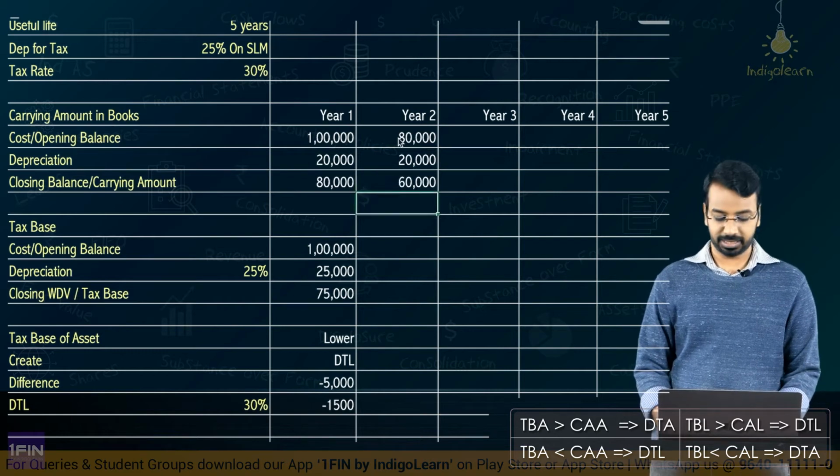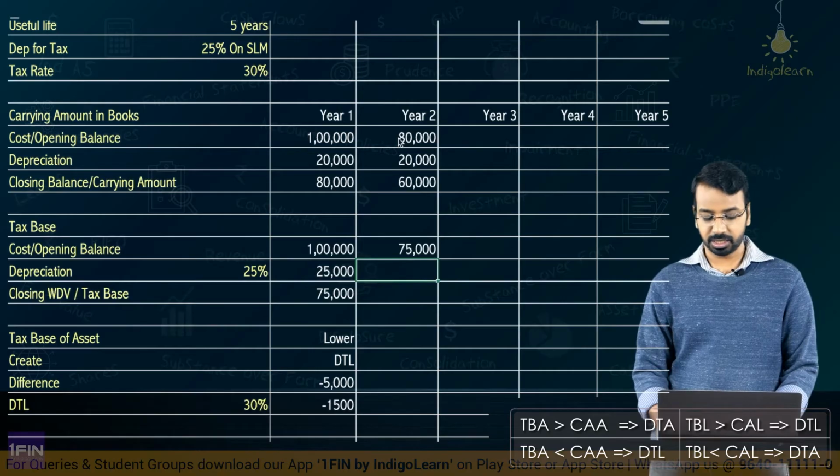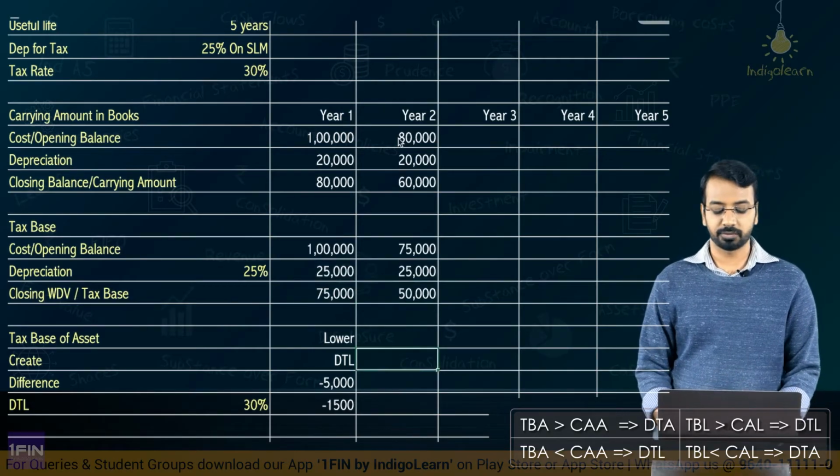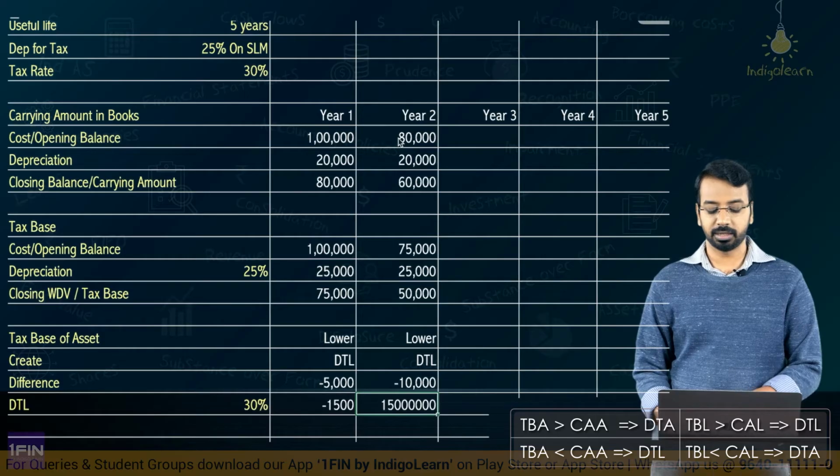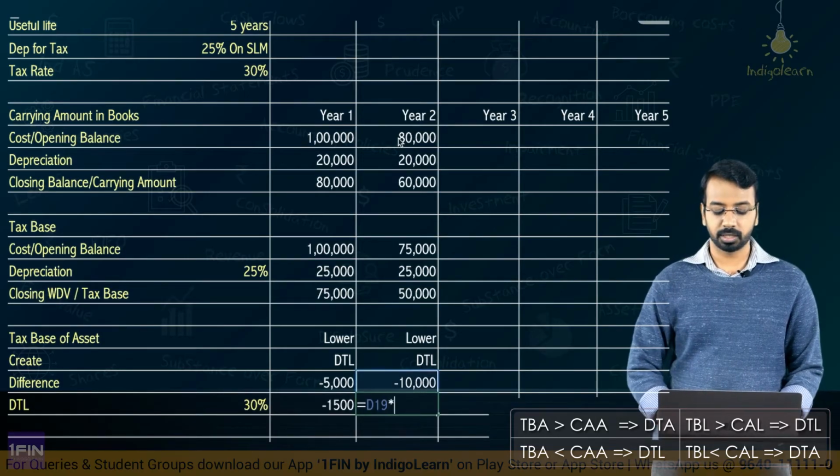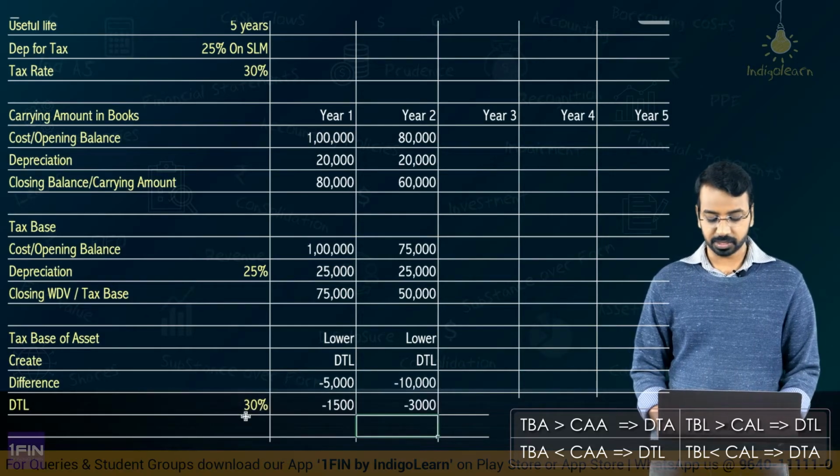Closing balance is 60. Here, opening balance is 75. Depreciation is 25. Closing balance is 50. So, what is the difference? Again, here, it is lower. So, there will be a DTL. What is the difference? 10,000. What will be the DTL impact? DTL impact will be 10,000 multiplied by 30%. That will give us 3,000.